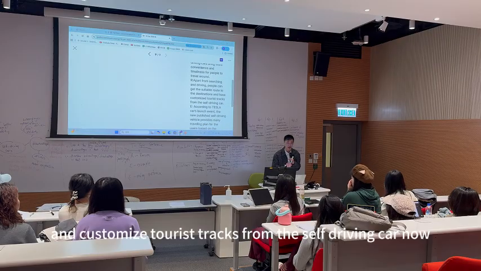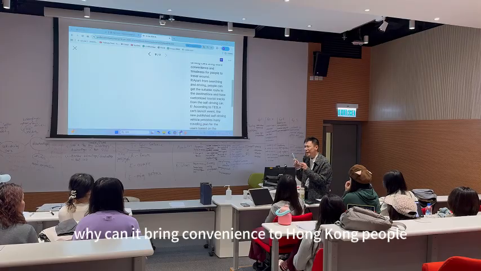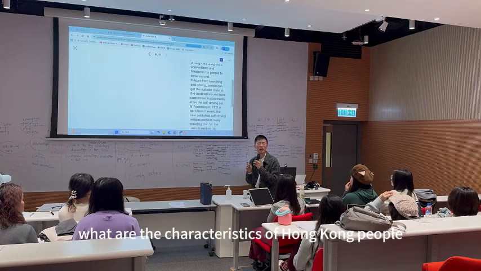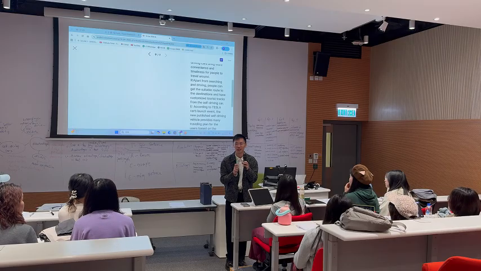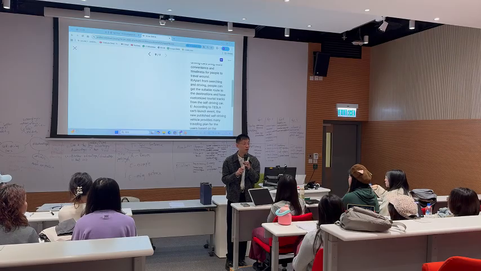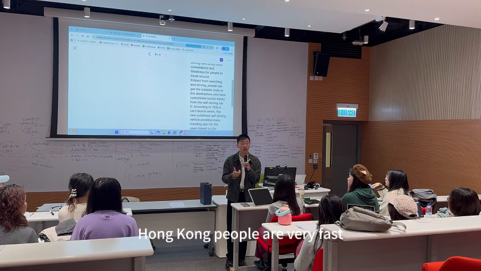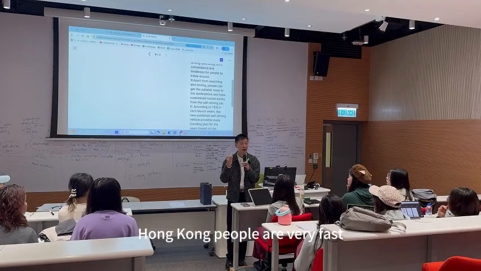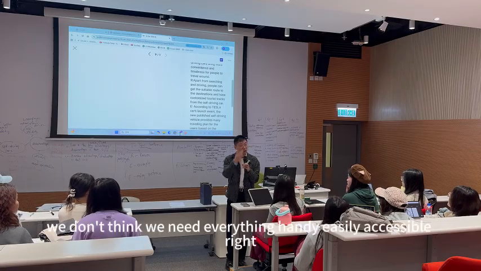Now, if you have to focus on Hong Kong people, why can it bring convenience to Hong Kong people? What are the characteristics of Hong Kong people? Think about the characteristics of Hong Kong people. Why is it convenient to Hong Kong? Easy. Hong Kong people are very fast-paced, very busy, right?